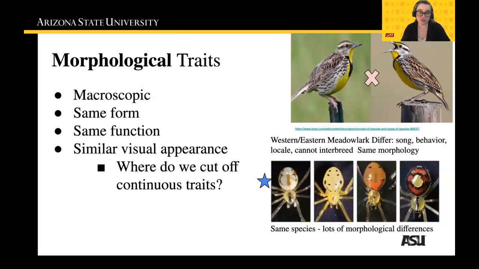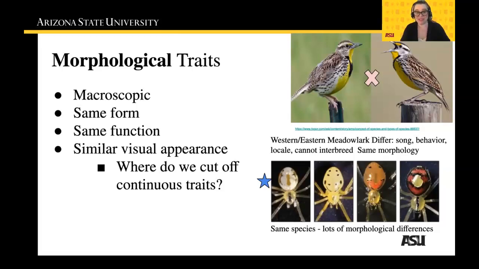But where do we cut off traits, like continuous traits like height or hair color, eye color, things that change and have middle ground and not definitive X or Y answers? When we look at the meadowlarks, they are different species. They do not sing the same songs as mating calls. They don't express the same behaviors in their mating dances. They are not found in the same locations, and they cannot interbreed. They do have the same morphology.